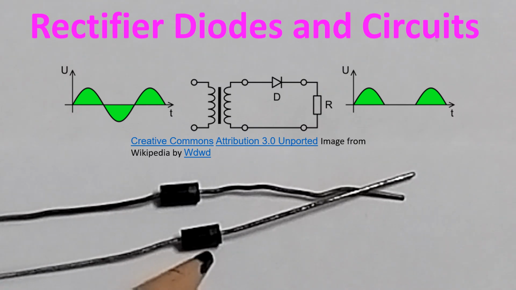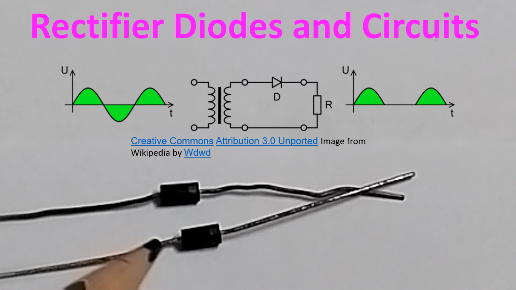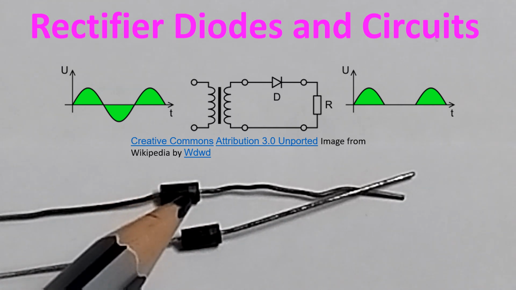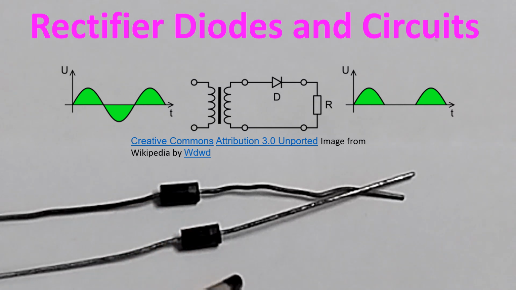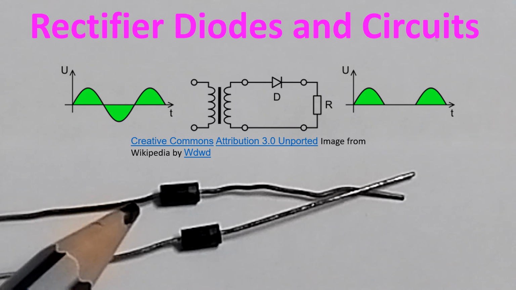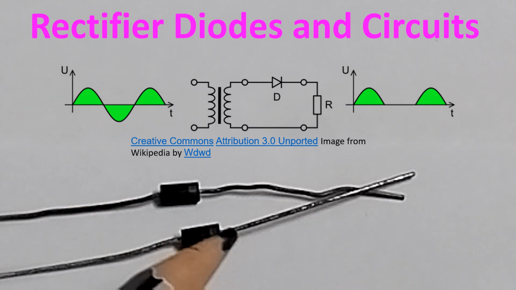These are a couple of rectifier diodes which can be used to convert AC to DC. This region is the cathode and this region is the anode. The cathode is marked by a ring. You can see a small white ring here. Here also the ring is there, though it is a little more faded. So this will be the anode and this will be the cathode for the diode.